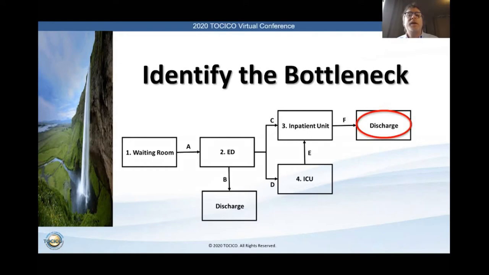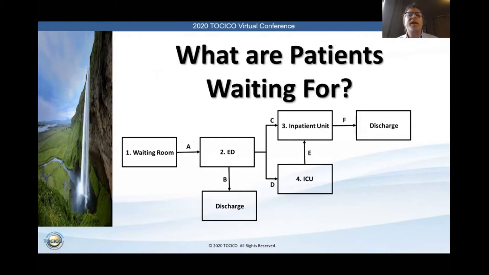To identify the bottleneck, we look for a pileup of inventory and then search for the bottleneck resource downstream of that pileup. Since our inventory is patients, we look to see what resource patients are waiting for the most. For instance, is there a pileup of patients in the waiting room, waiting to get into the ED? If so, the bottleneck is somewhere downstream of the waiting room. Now, if there are plenty of available beds in the ED, then the problem lies in step A, which represents the workflow that moves patients from the waiting room to the ED.